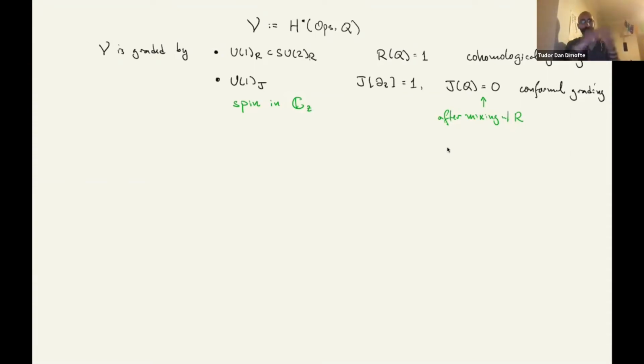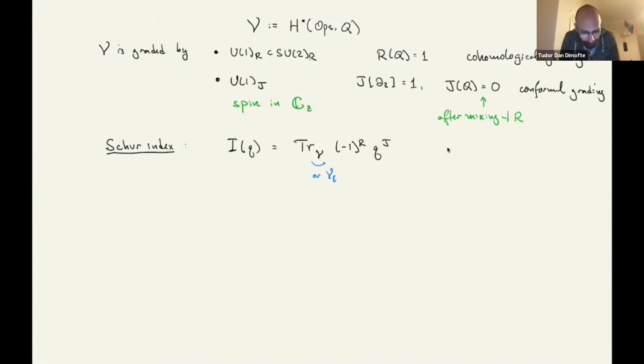So this looks like an additional grading that has nothing to do with cohomology on this space of local operators, and it's the conformal grading. So z derivatives in particular have degree 1. The Schur index then is a generating function. It counts the graded dimensions of this cohomology V with a (-1)^R and a q^spin.